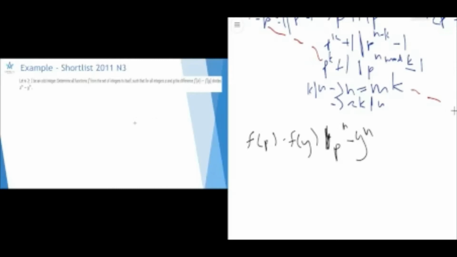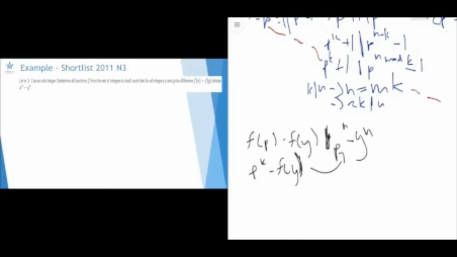F of p is equal to p to the k. Let's just choose one p, which has its value of k. We don't yet know that for all primes p the value of k is the same. So let's just choose one prime p for now, because we can't exactly generalize yet. So p to the k minus f of y divides this thing. It divides that thing, right?